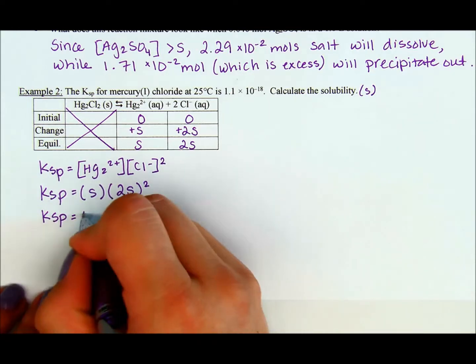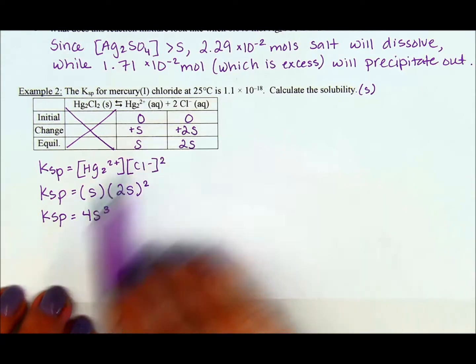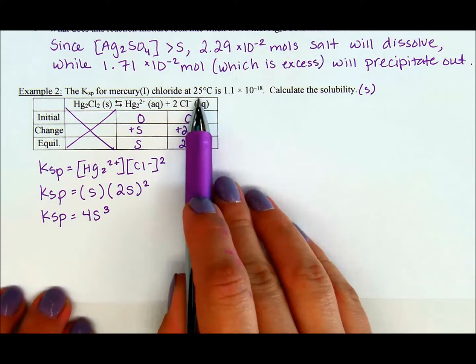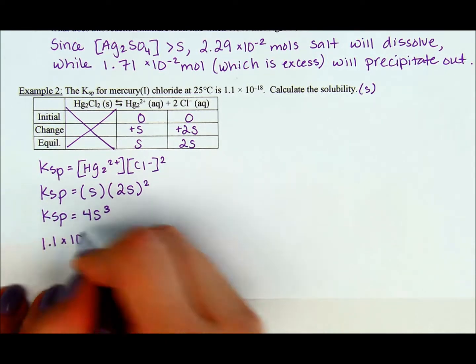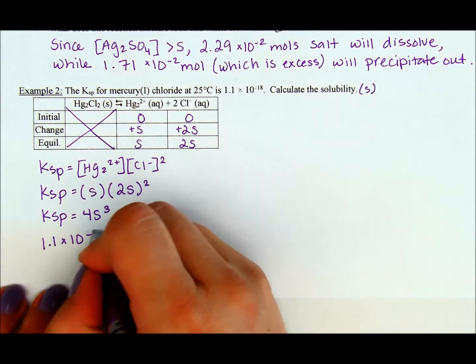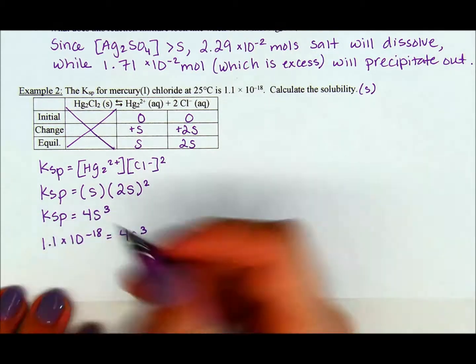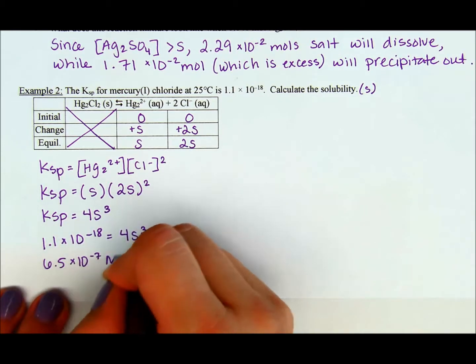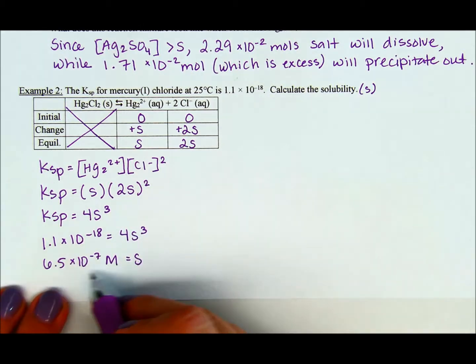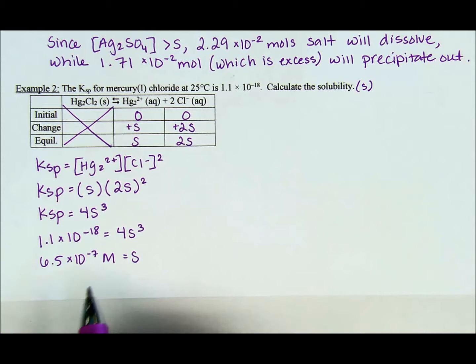Combining like terms, KSP equals 4S cubed. We're given our KSP, so I can just plug in KSP here and solve for S. So here's our KSP at 25 degrees Celsius, so 1.1 times 10 to the negative 18 equals 4S cubed. And then plugging this into your calculator, you should get 6.5 times 10 to the negative 7 molar. That's equal to S. So that's the molar solubility. That's how many moles of our mercury chloride salt can dissolve in 1 liter of solution.